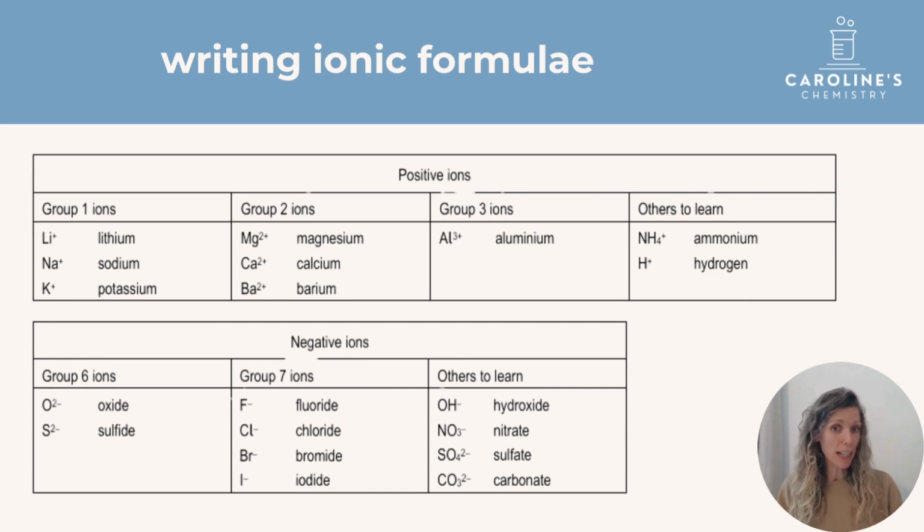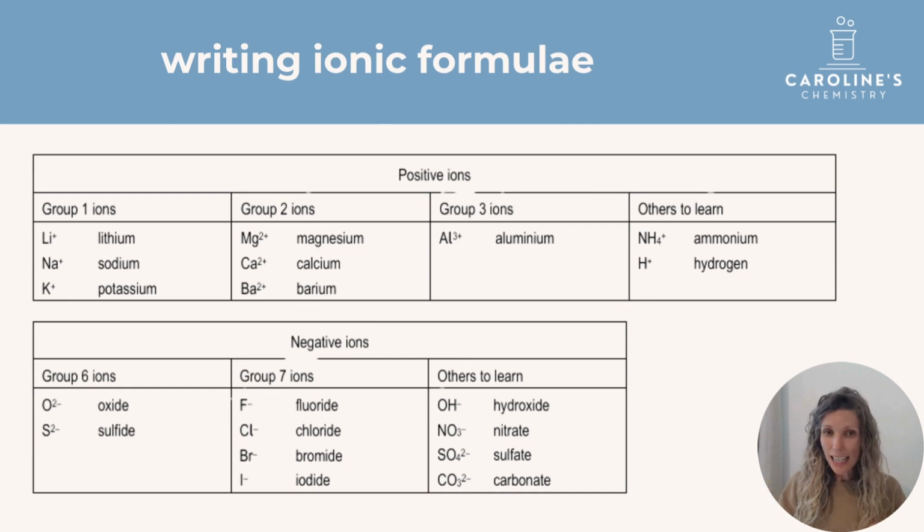And then the same logic applies to group 2 and group 3. Group 2 have 2 electrons in the outer shell, therefore losing 2 negative charges, 2 electrons, for that full outer shell, so they're 2+. Group 3 have 3 electrons in their outer shell, they are losing 3 of those negative electrons, so they are 3+.